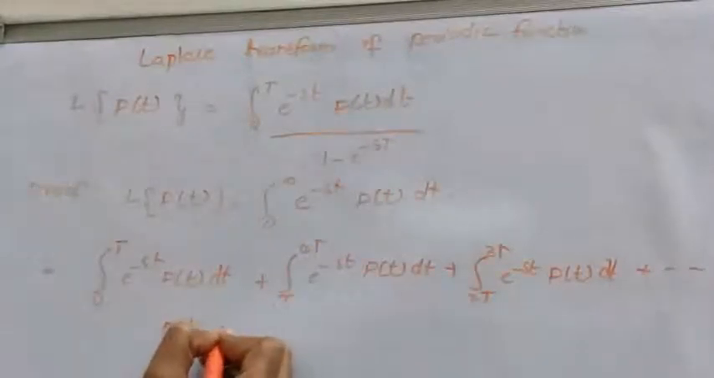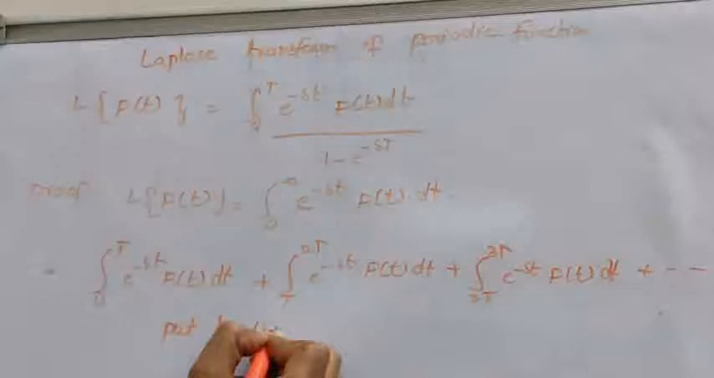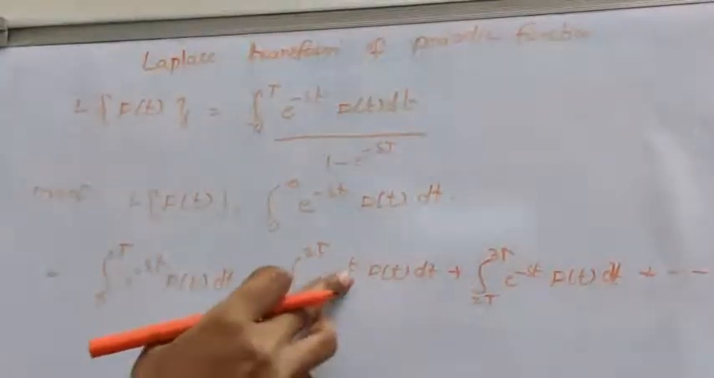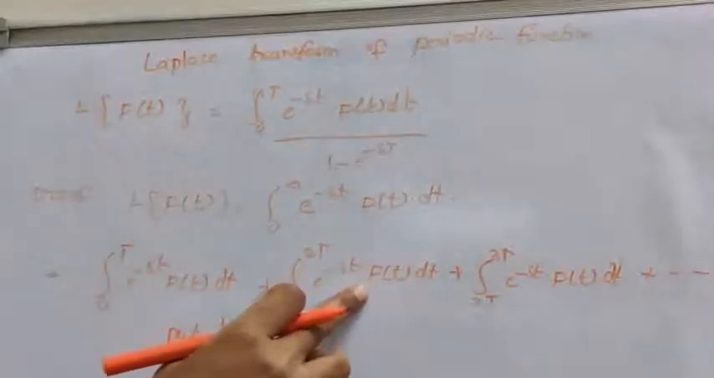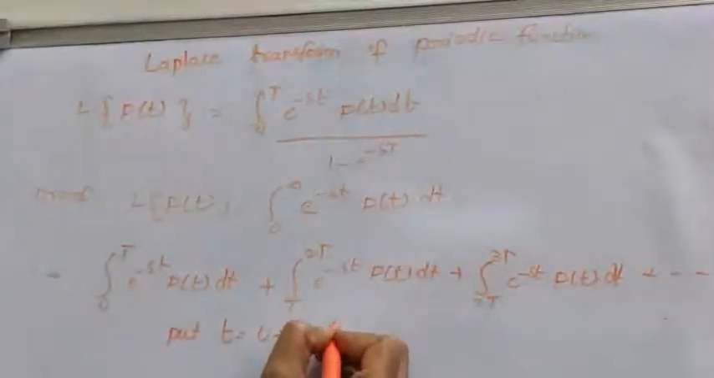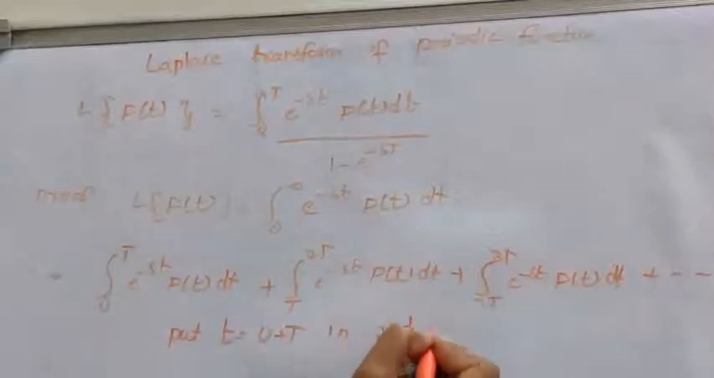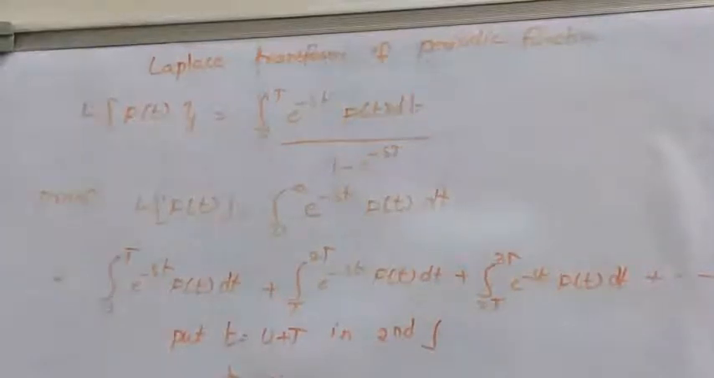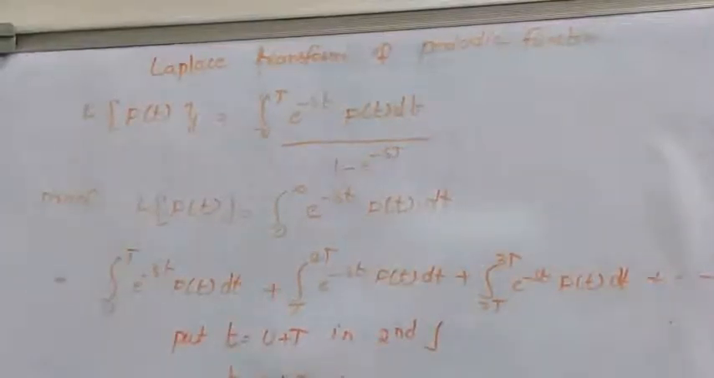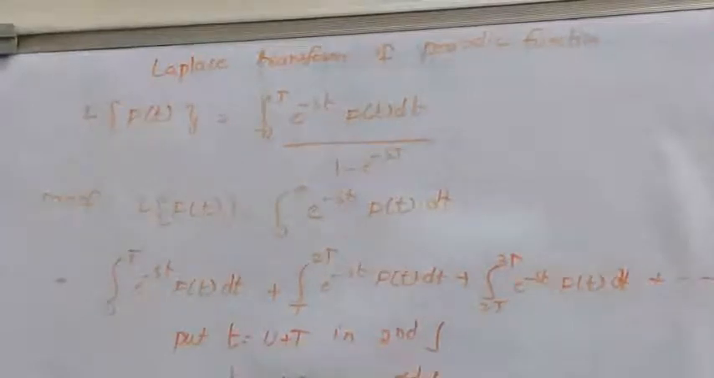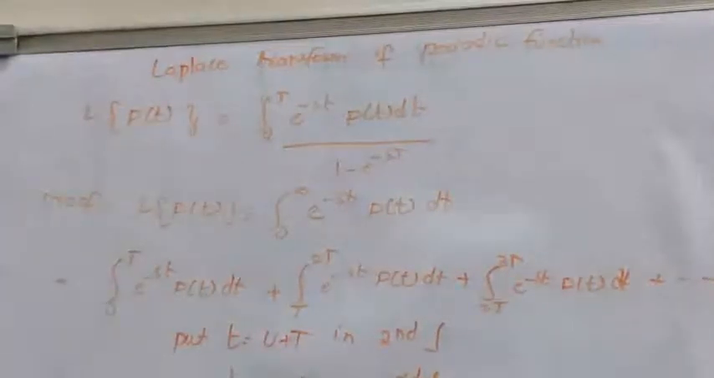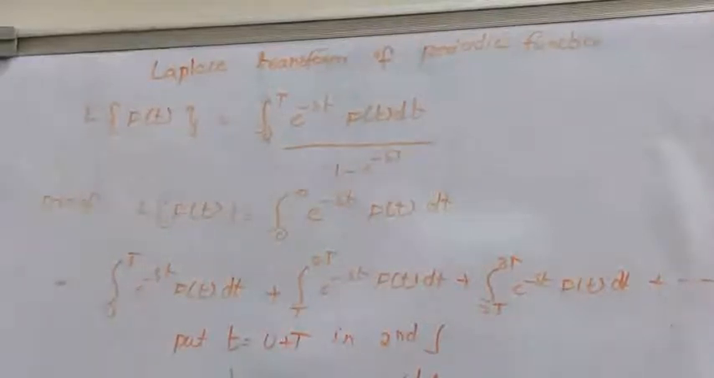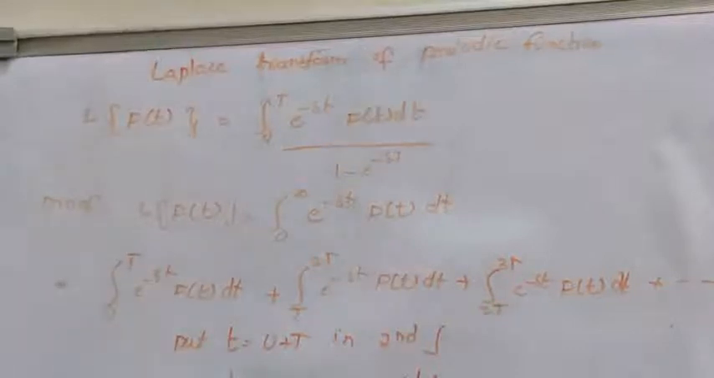Let small t be equal to u plus capital T in the second integral, and t is equal to u plus 2T in the third integral, and so on and so on. So what will you get here?